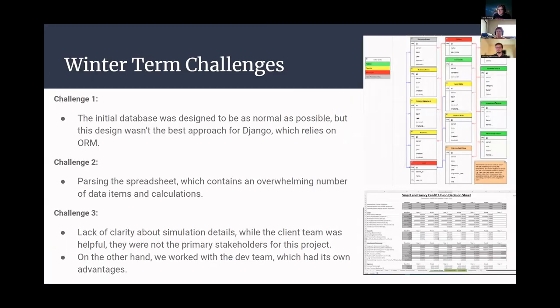We faced a significant number of challenges during the first term, primarily involved in designing the database. We initially designed it to be as normal as possible for flexibility, but it didn't work well with Django's approach to ORM, so we updated it to be more denormalized. Our second challenge was parsing the spreadsheet, which, as mentioned, contained a large number of data items and calculations. And finally, we encountered a lack of detail about the simulation details.